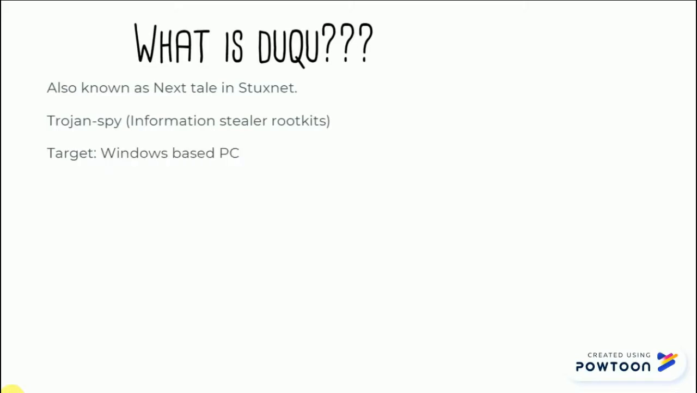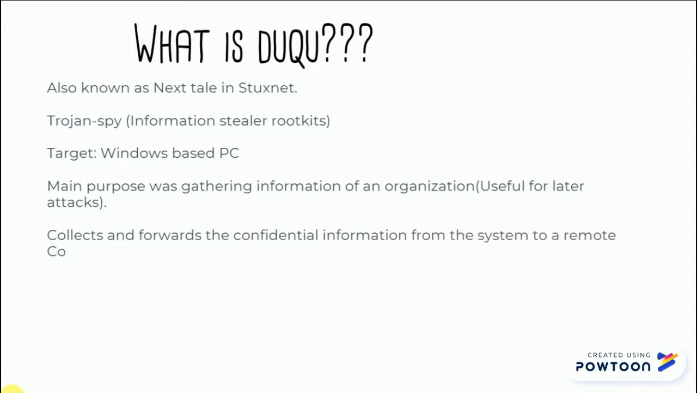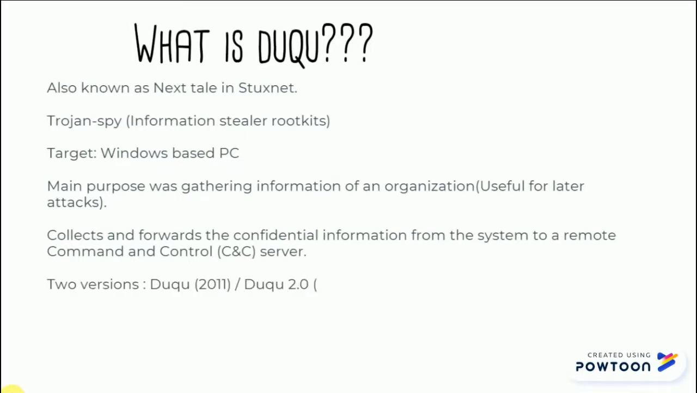This malware targeted Windows-based computers. Its main purpose was gathering information of an organization, useful for later attacks. Malware collects and forwards the confidential information from the system to a remote command and control server. This can be found as two versions: Duqu, 2011, and Duqu 2.0, 2014.